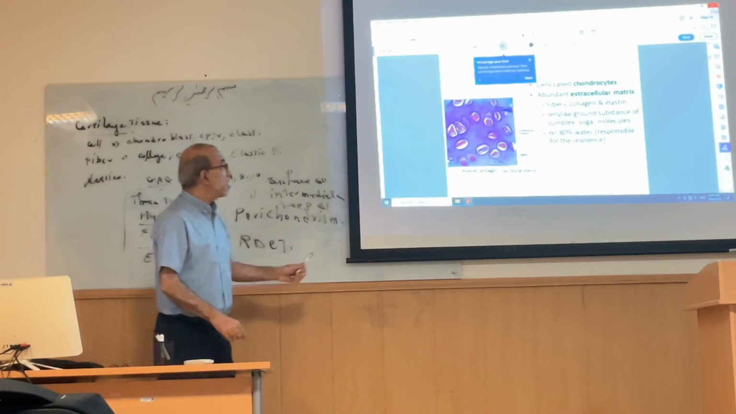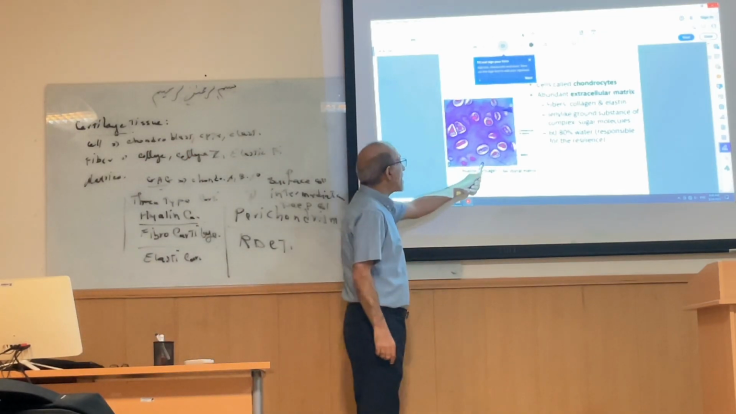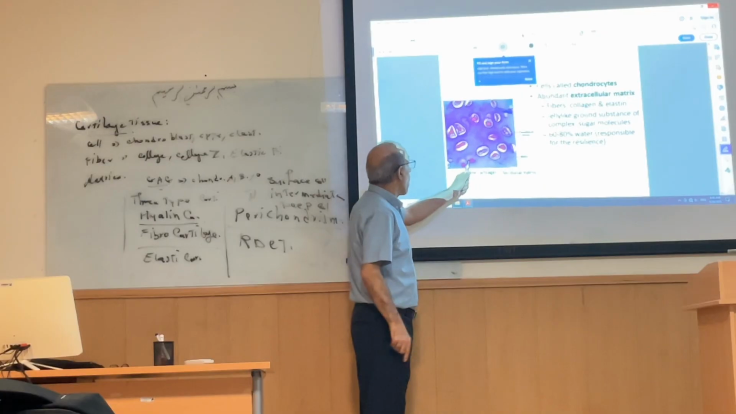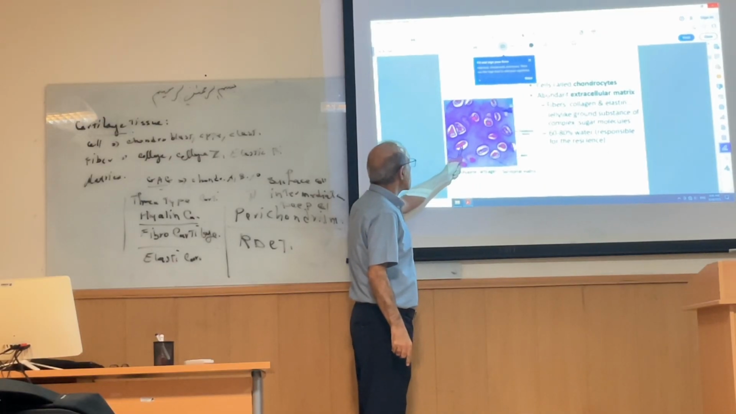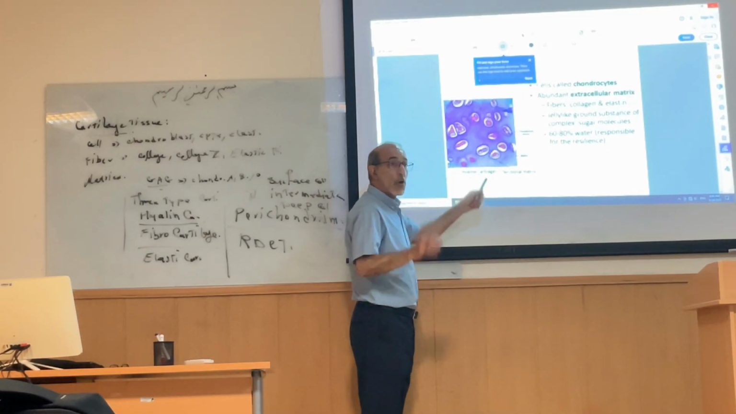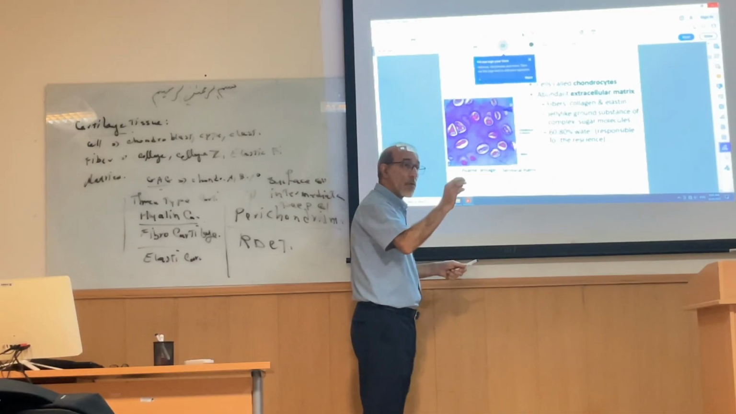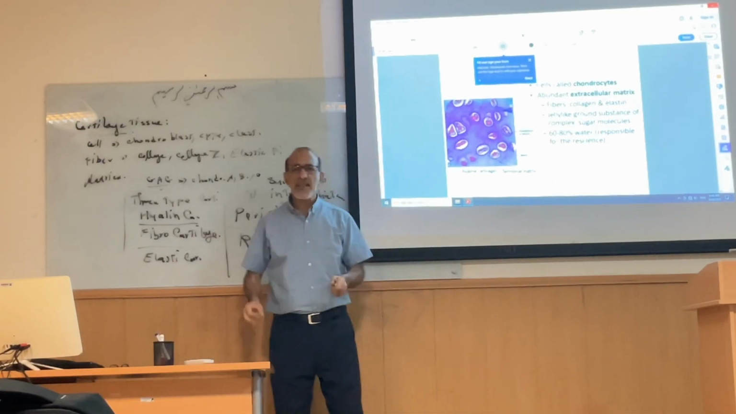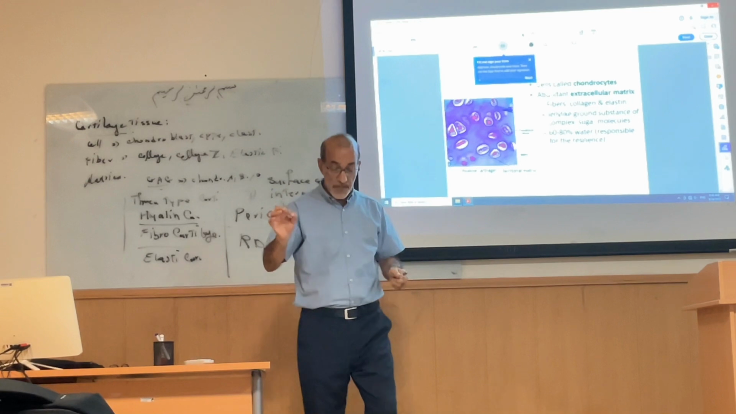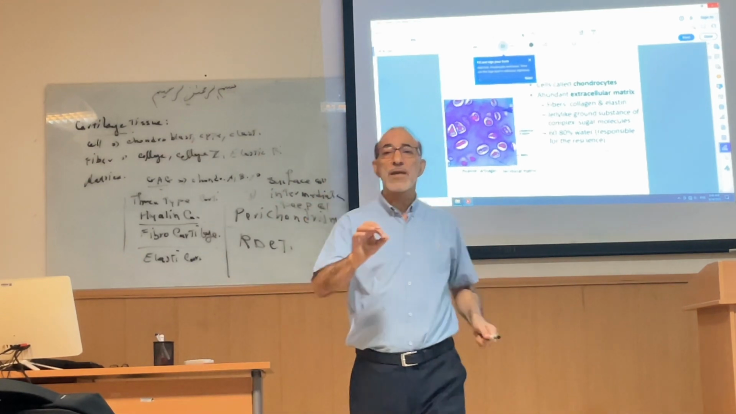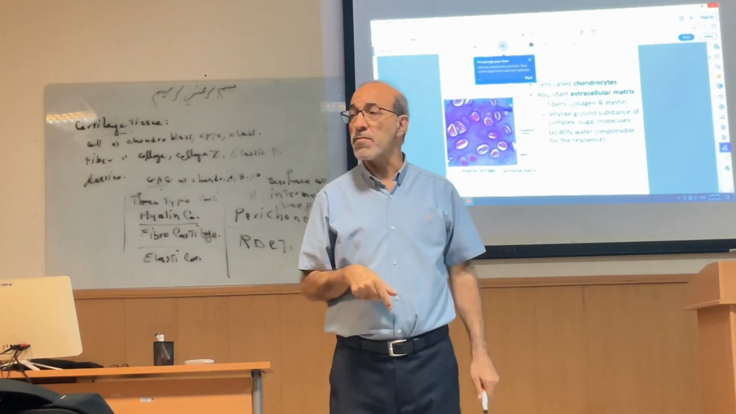What is this? This is the matrix of cartilage. What is this? This is a lacuna. What is this? This is a nucleus, chondrocyte or chondroblast. What is the difference between blast and cyte by light microscope?